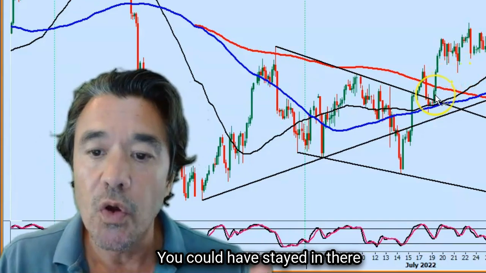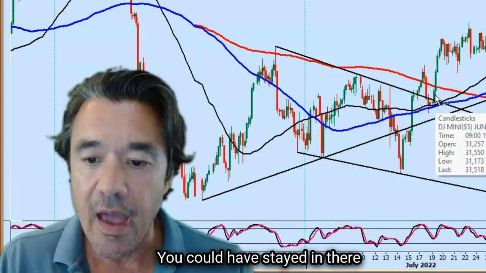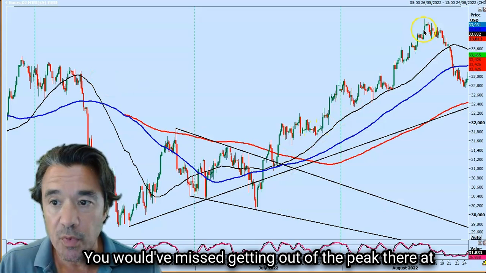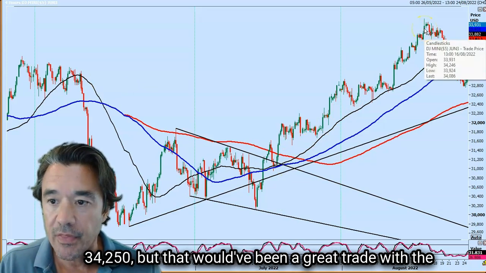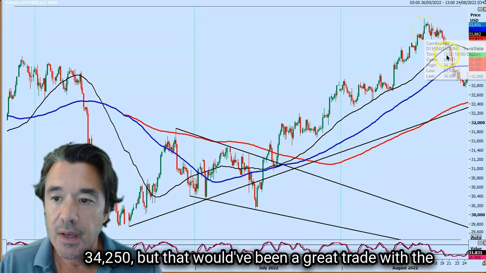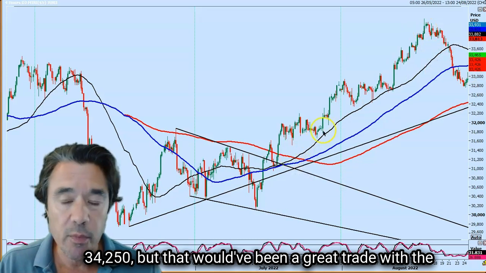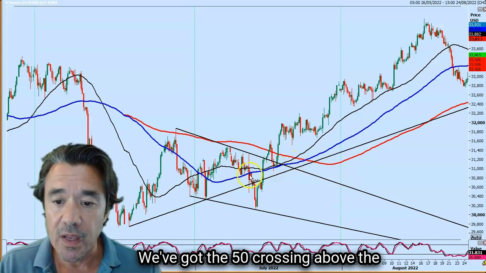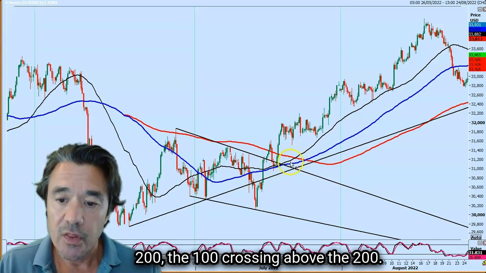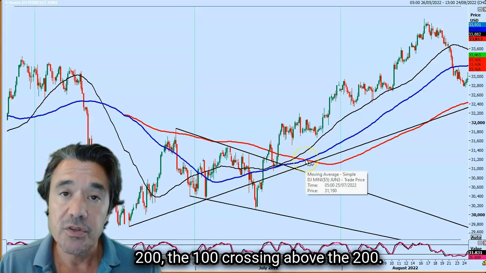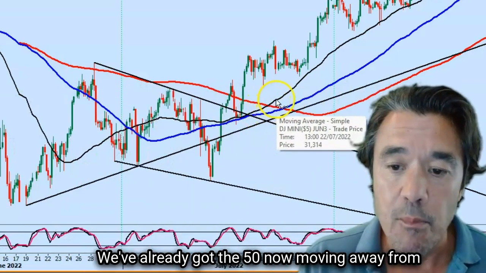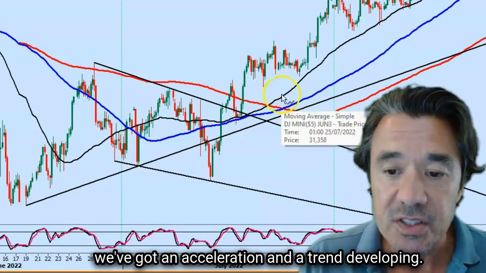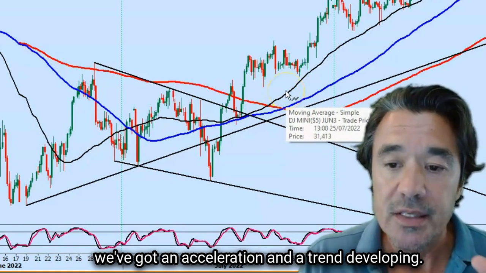33,500. You could have stayed in there for more than 2,000 points, you would have missed getting out of the peak there at 34,250. But that would have been a great trade with a trailing stop just below the black 50 moving average. We've got the 50 crossing above the 200, the 100 crossing above the 200. We've already got the 50 now moving away from the 100 period moving average to indicate that we've got an acceleration and a trend developing.